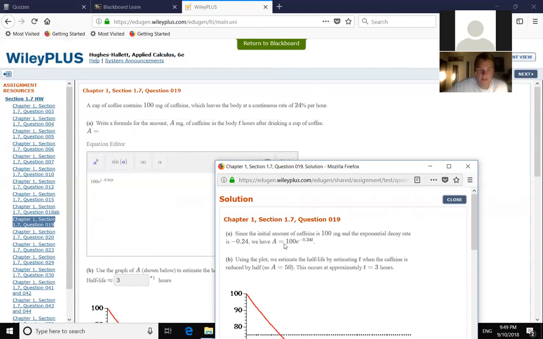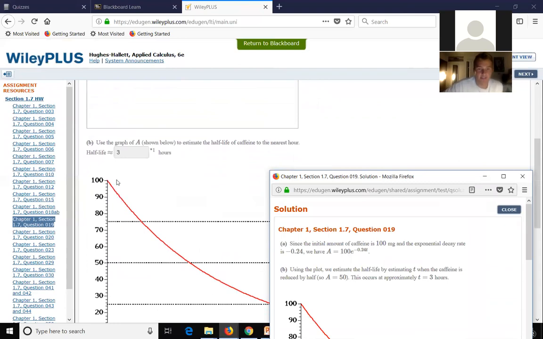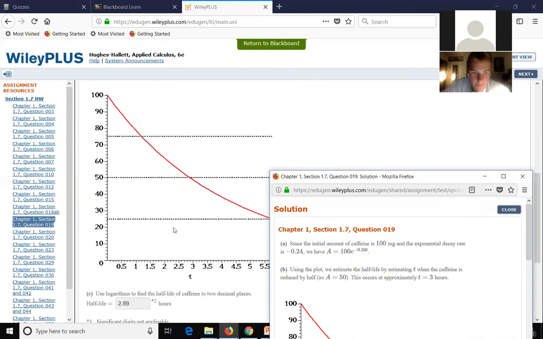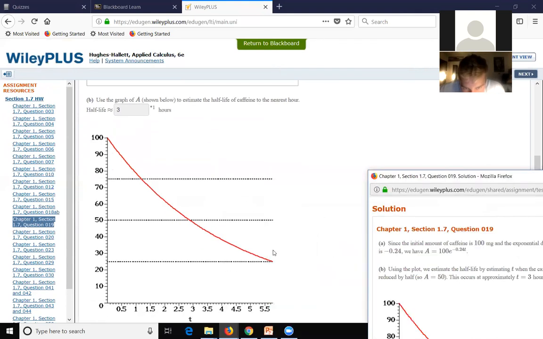Yeah, I got the equation right. I just need some help on the half-life one. Okay. So they ask you to use the graph below to estimate the half-life of the caffeine to the nearest hour. So the half-life is the time that it takes for the initial amount of 100 milligrams to decay to 50. So 100 is here, so 50 is here.